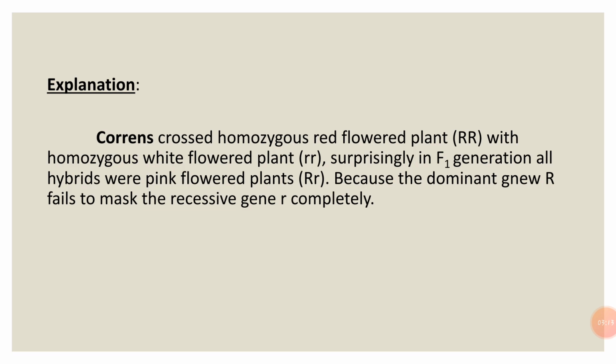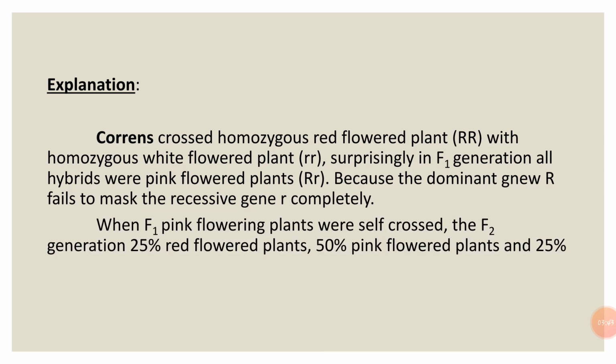When he crossed these two, in the F1 generation, according to Mendel, he should get all the plants red or all white. But here Correns did not get either red or white, but a character in between both of these, a combination of red and white, that is pink. So what we can say is that the dominant gene is not capable of completely masking or suppressing the other character. This is nothing but incomplete dominance.